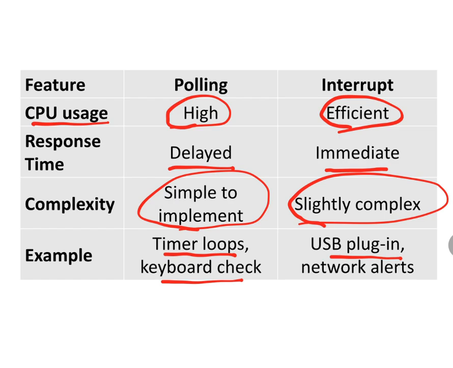For example, take a basic embedded system that is checking if a button is pressed. Every second it is checking, right? So that is an example of polling. On the other hand, when you have a keyboard that is plugged in, and a particular key is pressed, it immediately notifies the CPU. So that is an example of interrupt.